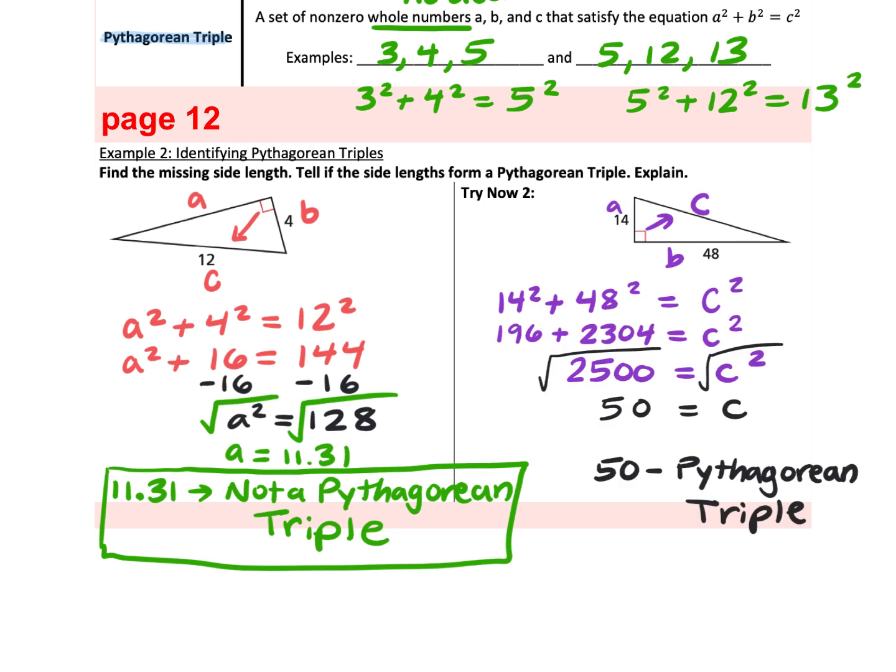Here is your solution. The missing side is C, and when you do the calculations, it ends up equaling exactly 50. So all three sides are whole numbers, 14, 48, and 50, which means that the sides form a Pythagorean triple.